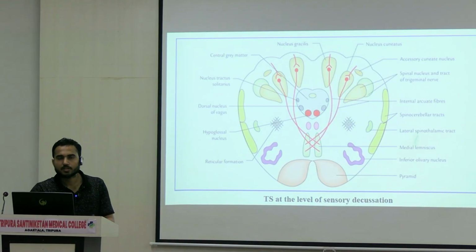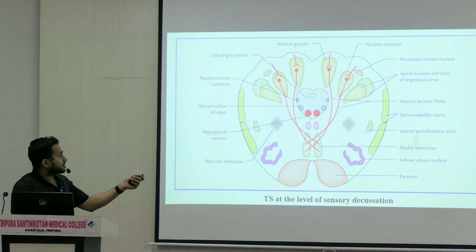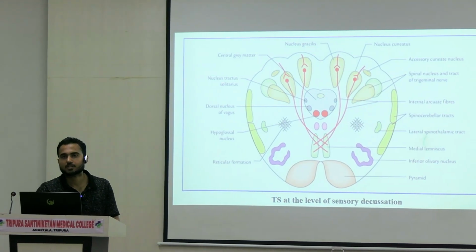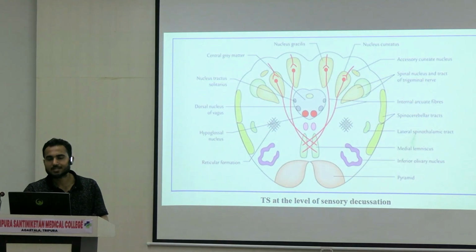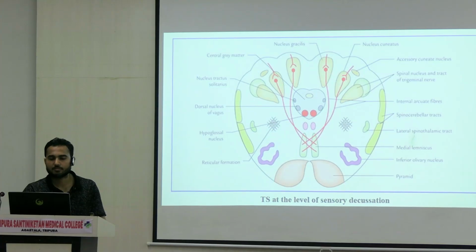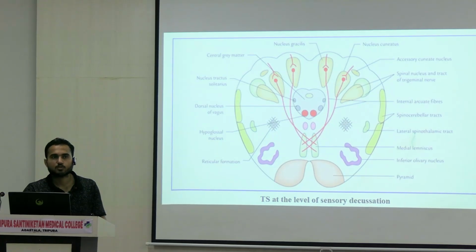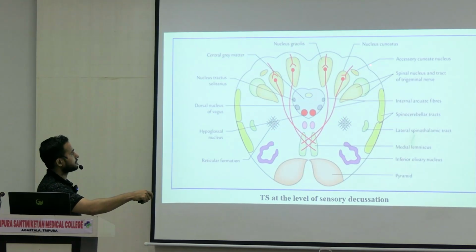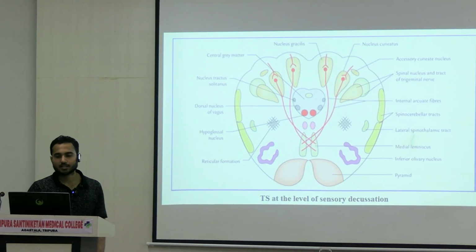Next, the accessory cuneate nucleus is also there. You can see the accessory cuneate nucleus, which is dorsolateral, or you can say posterior, to the nucleus cuneatus. So what is this accessory cuneate nucleus? It receives fibers from the cervical segment of the cord, of the fasciculus cuneatus, and they give rise to posterior external arcuate fibers. From this accessory cuneate nucleus, the posterior external arcuate fibers come out.